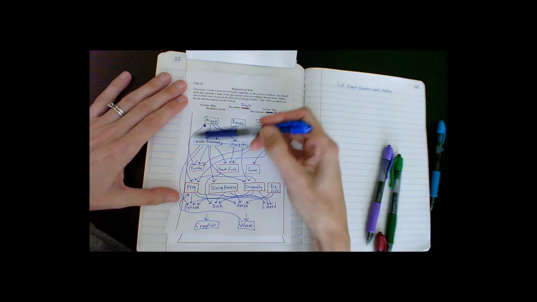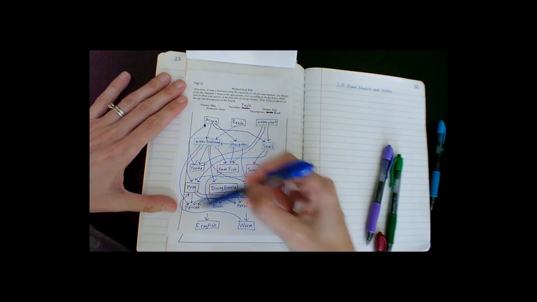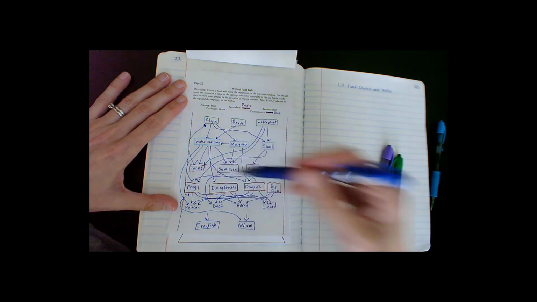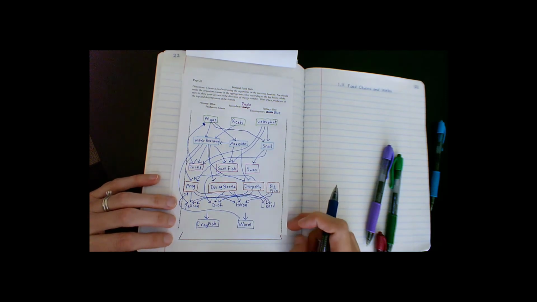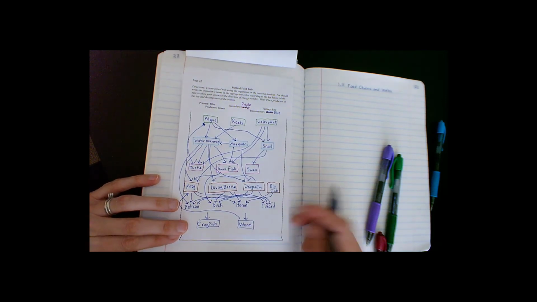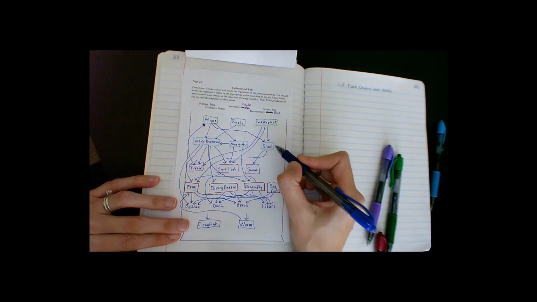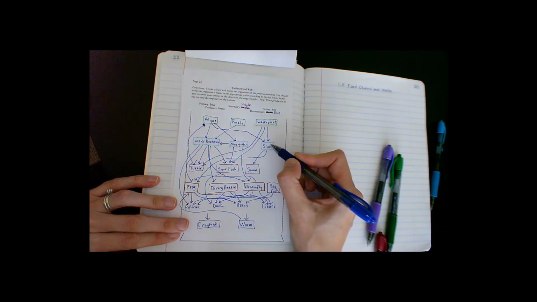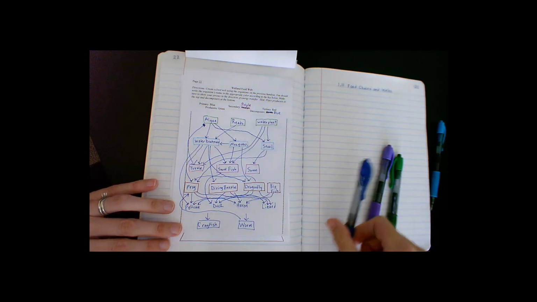But you can see that there's a lot of crazy arrows here because there's a lot of things that eat more than one thing. And so it gets really crazy. So check yours and see how you did. Make sure that your arrows are going from what's being eaten into what is eating, so that it's showing the movement of energy.